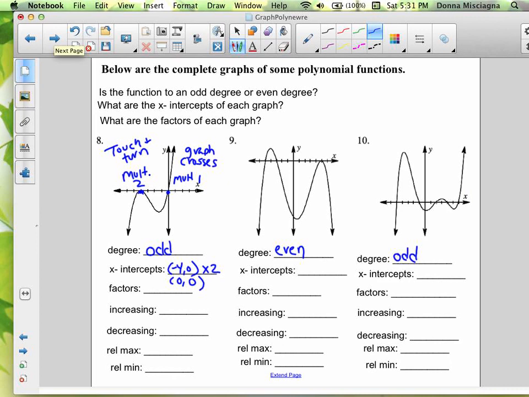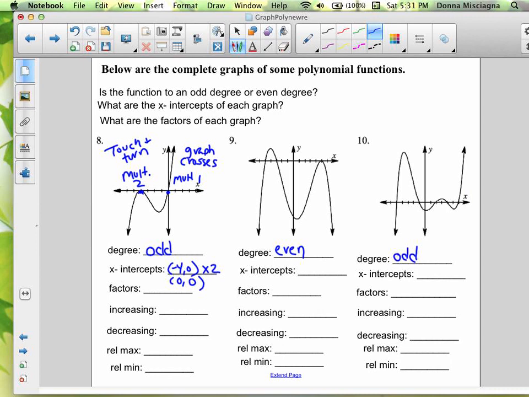So together, that's 1, 2, 3. Now, how else could I have known that that must be degree 3 and not degree 2? Well, first of all, degree 2 is even. Ends are going to both be going in the same direction. And they're not, so it can't be degree 2.